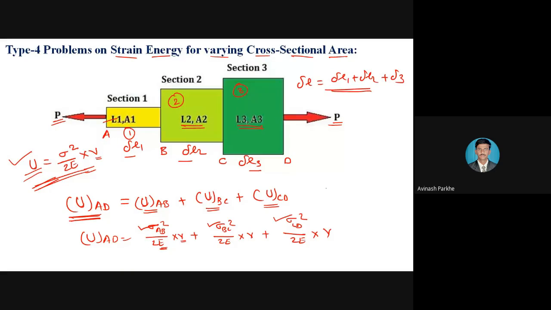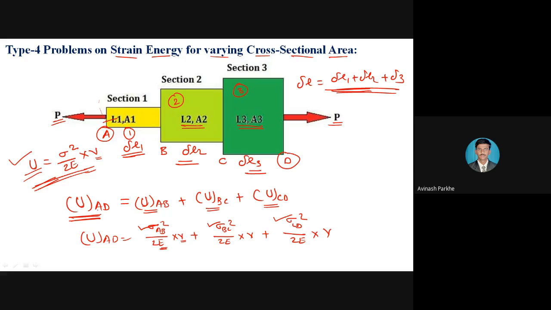Okay, so this will be the figure. Rohit, please understand. In chapter number 1, we solved the problem based on bars of varying cross-sectional area. In that, we calculated the elongation. If I have to calculate the total elongation of this bar AD, I will calculate the elongation of section number 1, the elongation of section 2, the elongation of section number 3, and at the end I will do the addition.